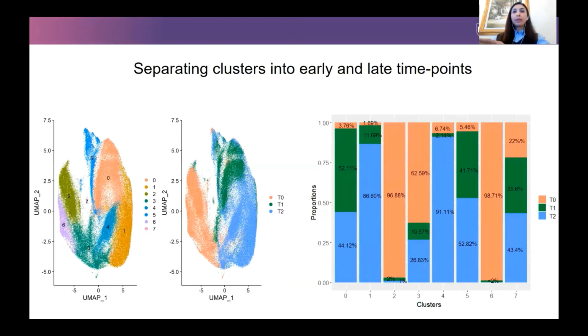So what we did is that we separated clusters based on early versus late time points. And here on the right, you can see the proportion of time points in each and every cluster. As I explained, cluster 1 and cluster 4 are mainly T2 cells, which are senescence cells. Cluster 2 and 6, more than 95%, are T0 cells, which you know are healthy young MSCs. And then cluster 0 and cluster 5 have a mixture of T1 and T2, which means that they are in that transition process.